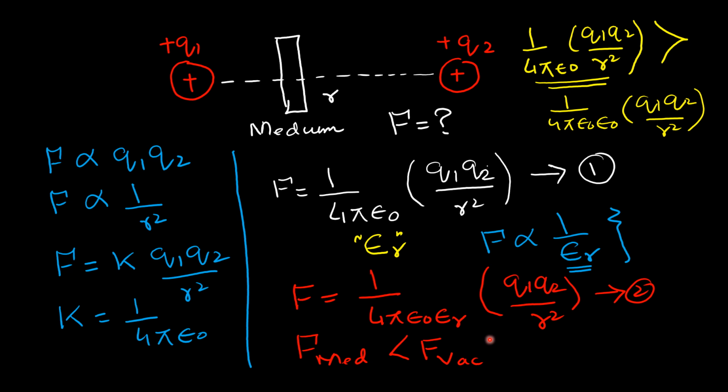Now let us calculate the force of attraction between two oppositely charged point charges when there is a medium present between them. Suppose we have two opposite point charges: this is a positive point charge and this is a negative point charge. The magnitude of charge on them is plus q and negative q, and the distance between these two point charges is r.